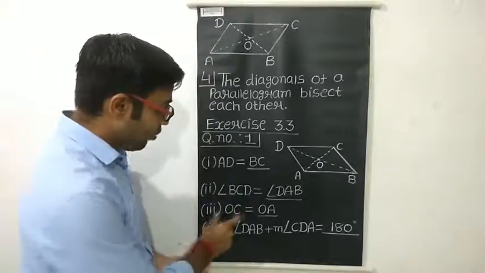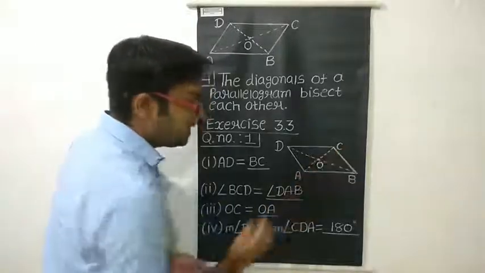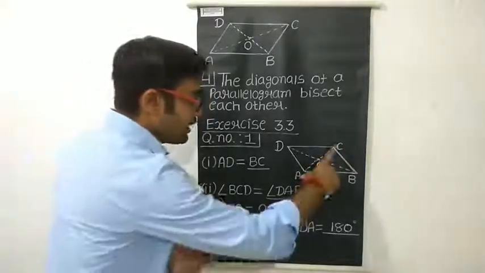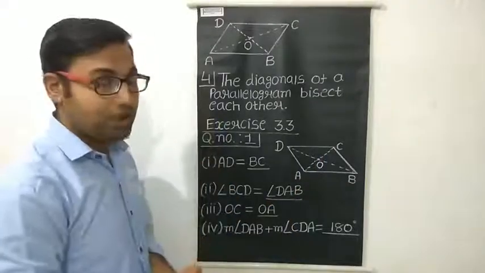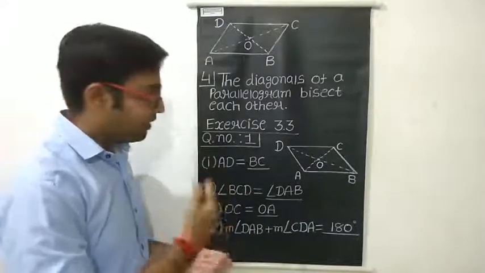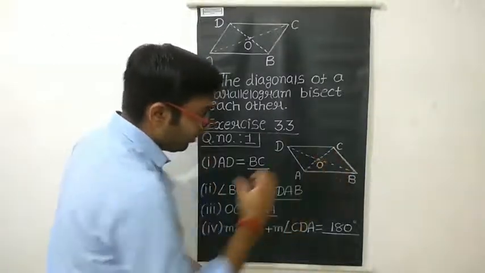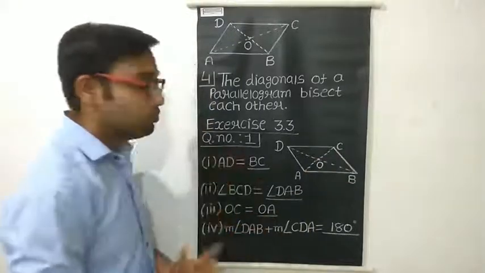Third one is OC is equal to. Now what is OC? See, OC is a portion of this AC diagonal, and according to this property, we know that both the diagonals bisect each other. That means OC and OA both are equal. So we can write down OC is equal to OA.